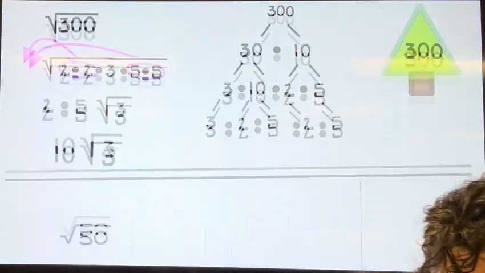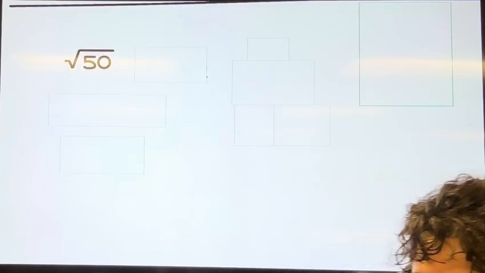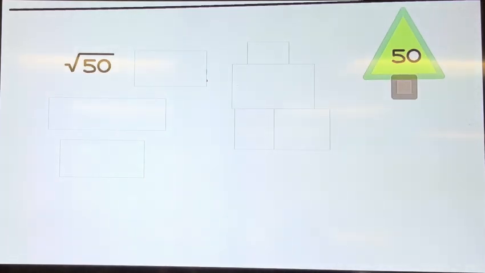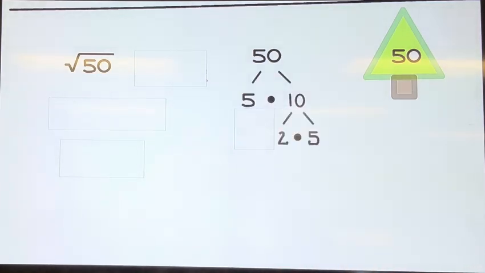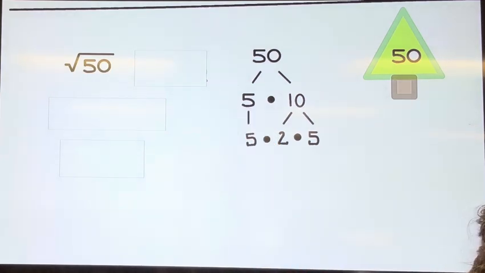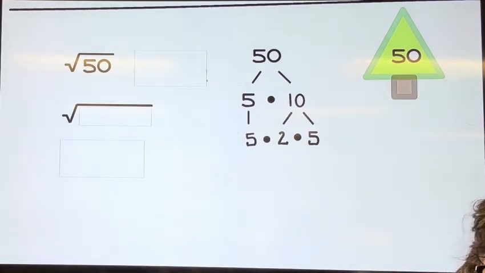So here's just a couple more examples. So with 50, first thing I'm going to do is come off to the side and make myself a factor tree for 50. I might want to use 5 times 10, and then that number 10 is 2 times 5. This 5 is prime, so I'm going to bring that down. The number 50 is going to now turn into 2 times 5 times 5.